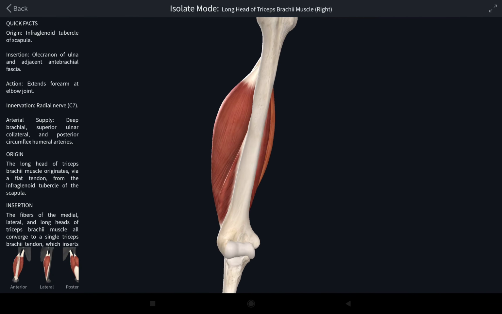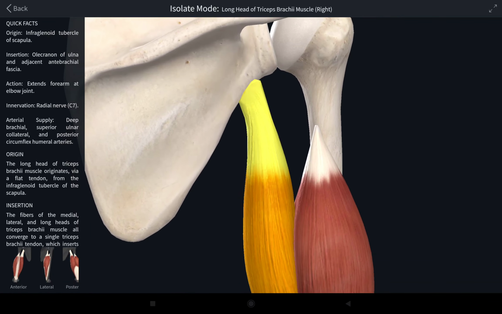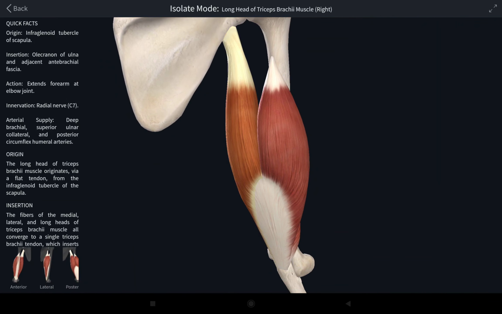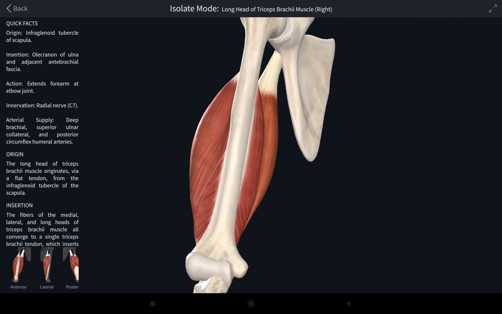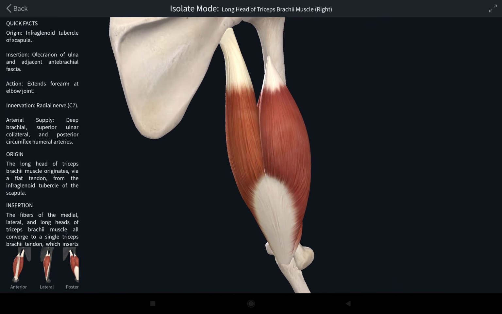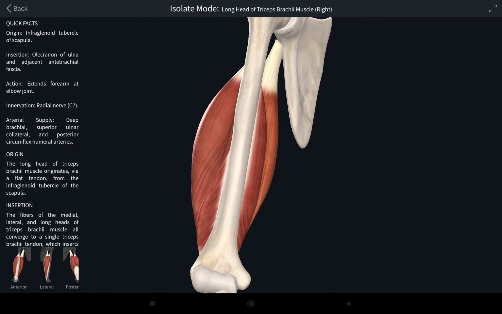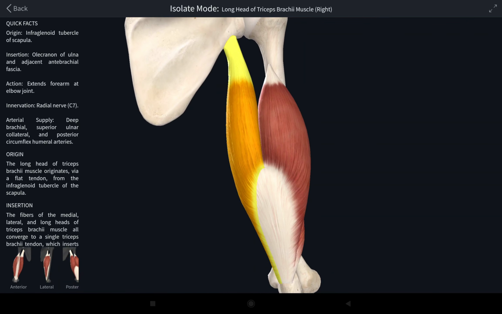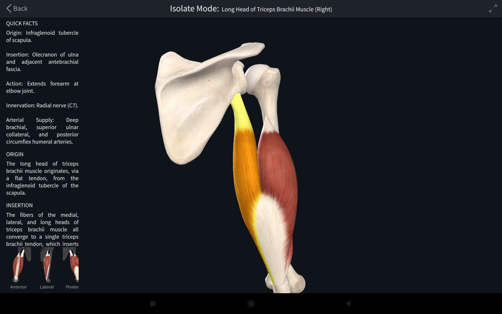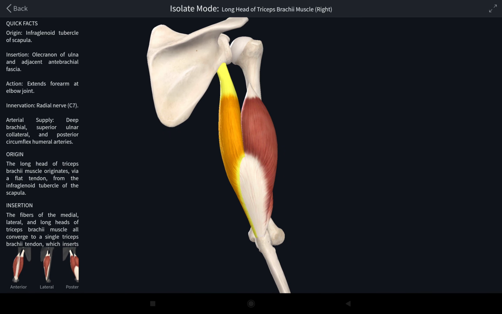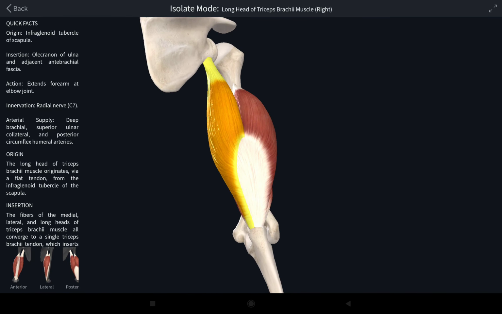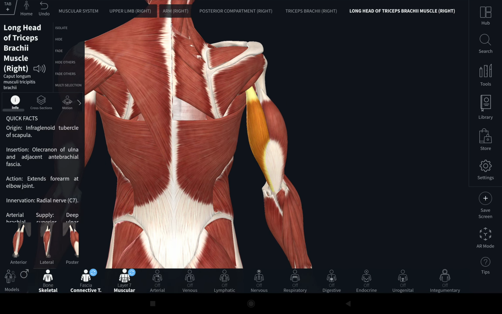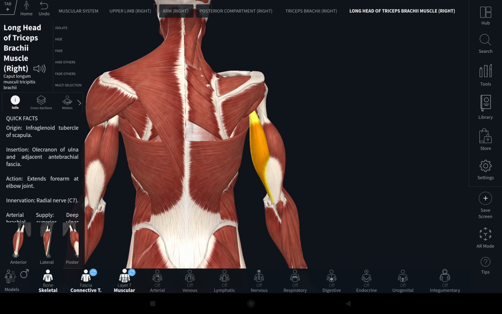If we isolate the triceps muscle, this is the long head of triceps, this is the medial head of triceps, and below the medial head this is the lateral head of the triceps. So it arises from the infraglenoid tubercle of scapula and inserts into the olecranon of ulna and adjacent antebrachial fascia. So the long head arises from the infraglenoid tubercle of the scapula.